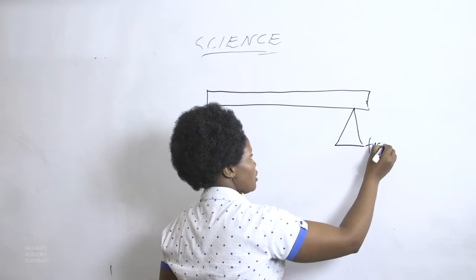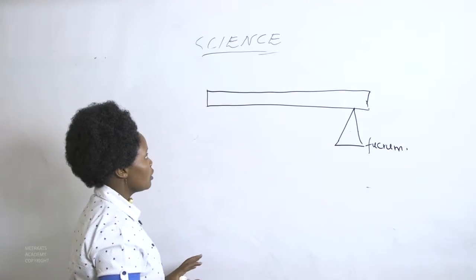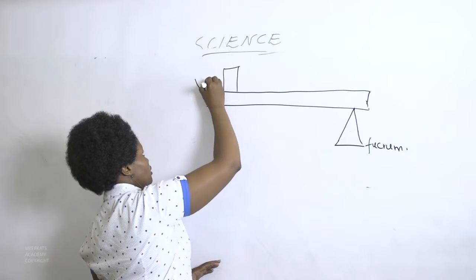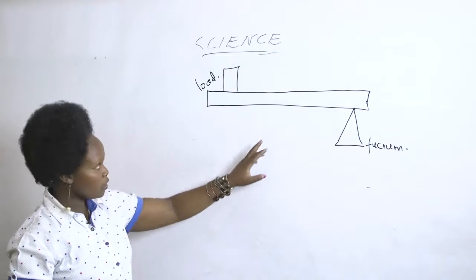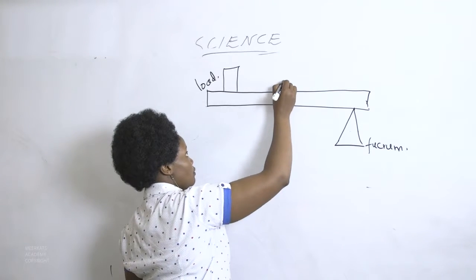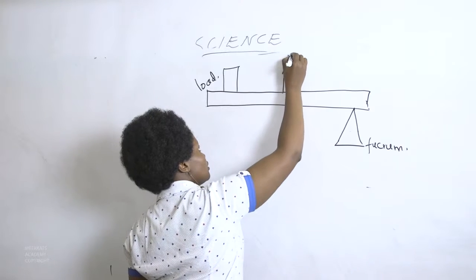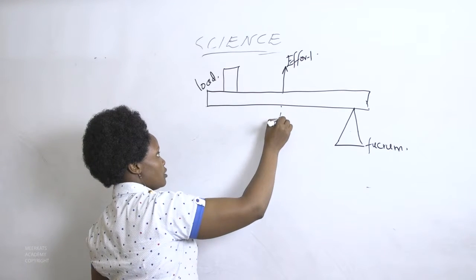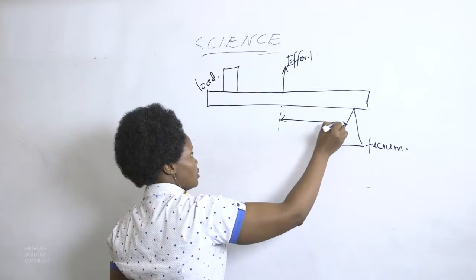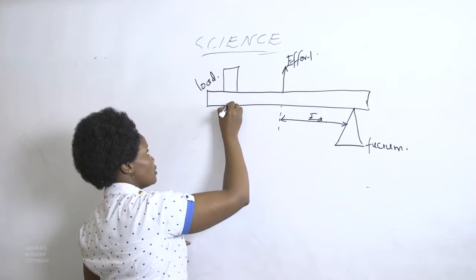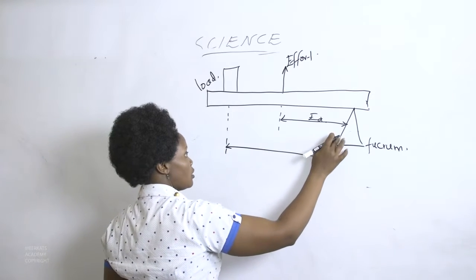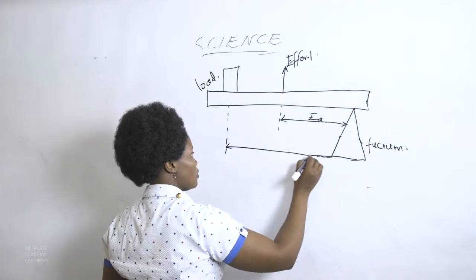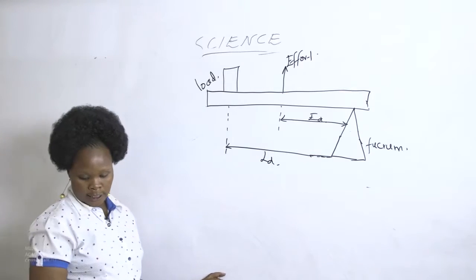Again, this is our point of support. Then we said that we have the load at the far end. Then somewhere in between here, we have the effort again. The distance is also very important. This is the effort distance. And this one here is the load distance.